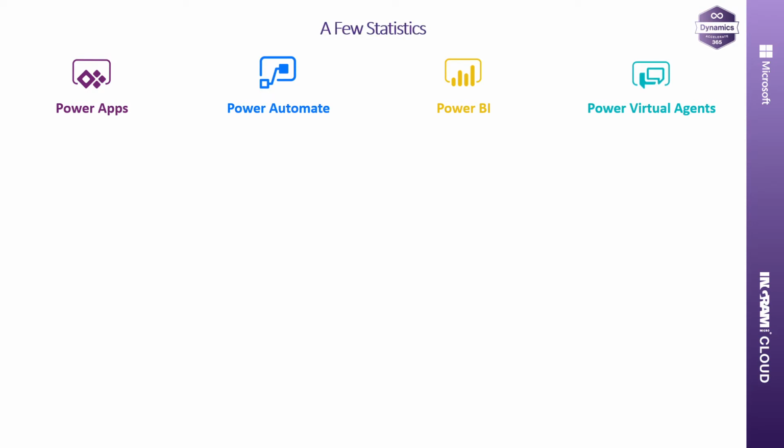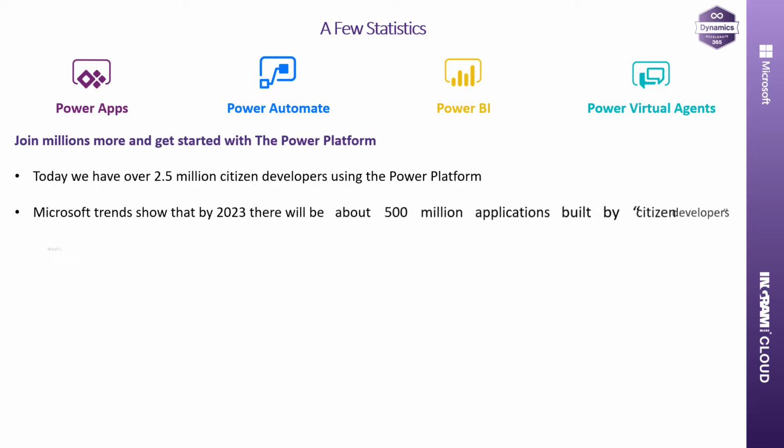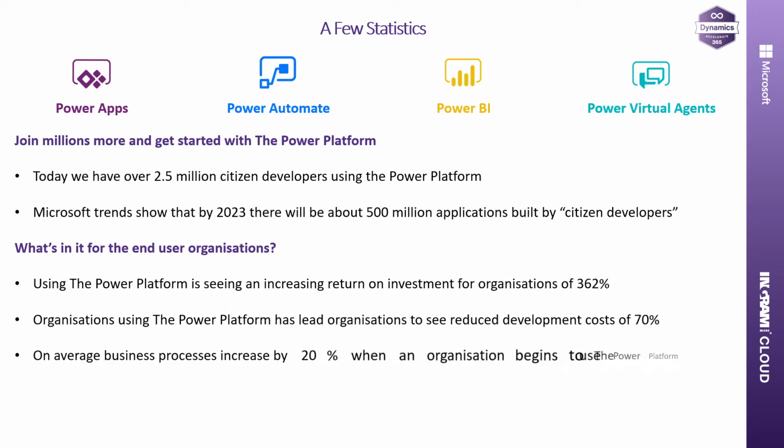A few key statistics to really help you see the massive opportunity that you see in front of you as cloud resellers. What I will say, a lot of these statistics came out before the end of last FY. So these numbers are probably already out of date. That is how fast the Power Platform is growing. But just to give you an idea of some numbers, today we have over 2.5 million citizen developers using the Power Platform. Microsoft trends show that by 2023, there will be about 500 million applications built by citizen developers.